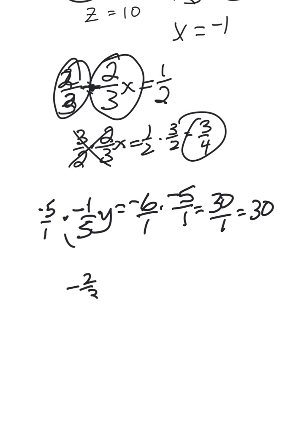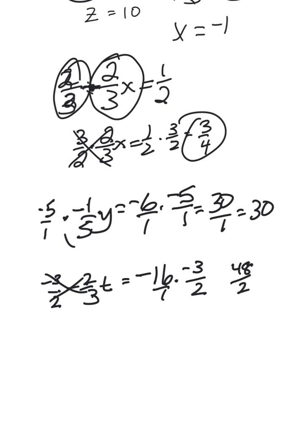Negative 2/3 t equals negative 16. So I'm going to have to get rid of that negative 2/3. I'm going to multiply it by negative 3/2. Those cancel out. Then I have to multiply this side by negative 3/2. And I'm going to get 48/2. And that becomes 24.